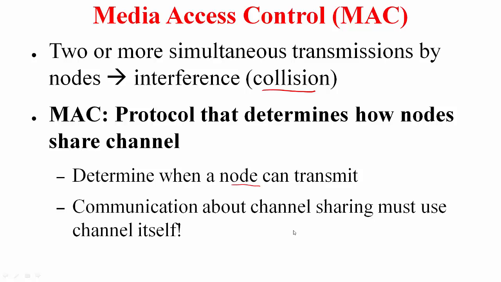In other words, you can't assume that there is a separate wire to negotiate the channel access and another wire where actually the data transmissions take place. This is not okay, just because it adds to a lot of overhead and cost.